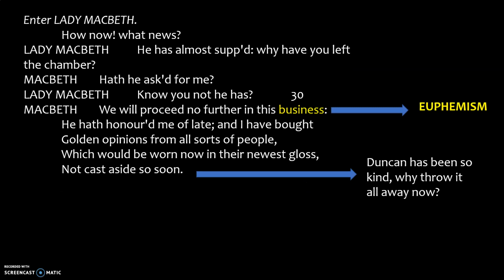He says to her, what news? He's almost supped, being Duncan. Why did you leave the chamber? Basically, the meal is going on, the big banquet is going on during this scene.